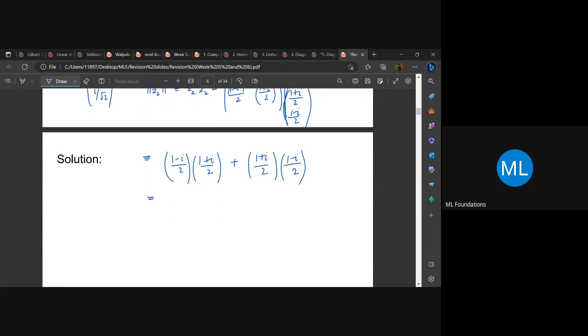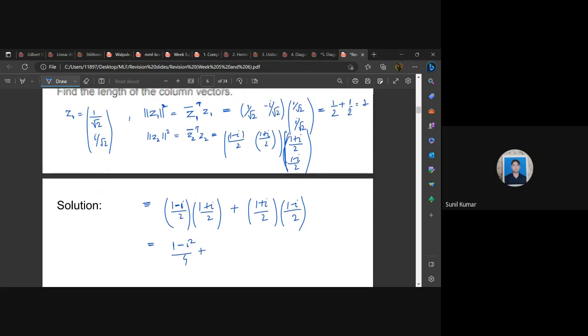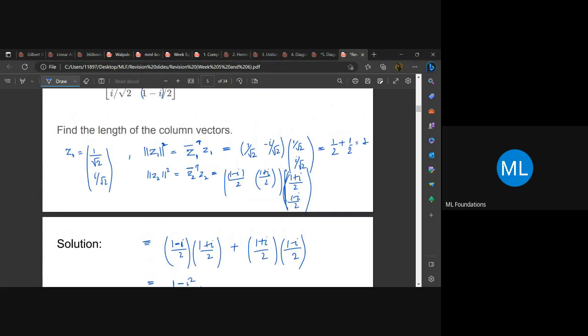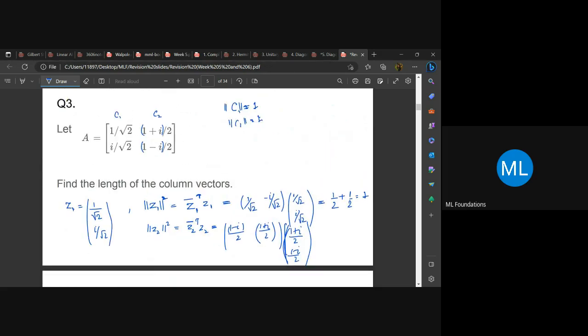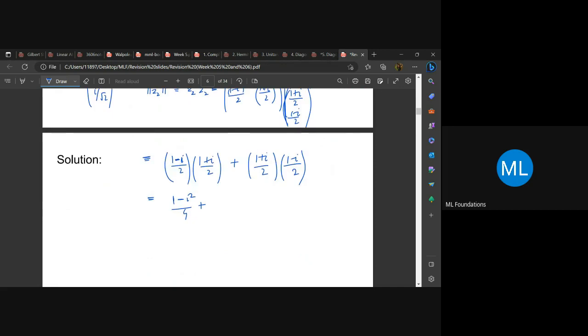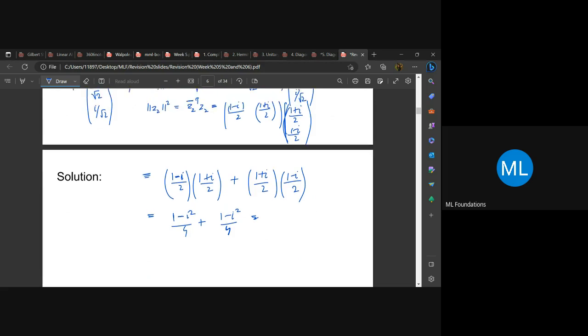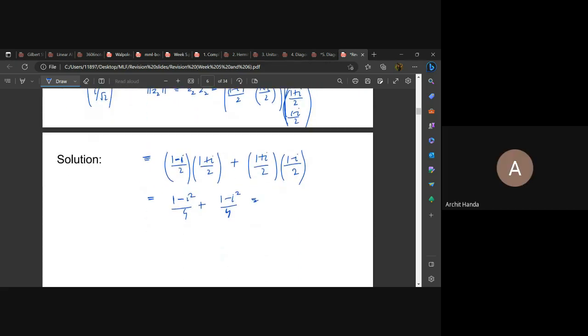Now, what will you get after this? So this is 1 minus i, 1 plus i. So you can do a square minus b square. So it will be 2 by... Is it 2, ma'am? Is it 2 or is it root 2? I think it's root 2. No, it is 2, right? It is 2. Okay, okay. And then again it is 1 minus i square by 4. Sorry, 4. So what do you get? 2 by 4 plus 2 by 4, which is 1. Yeah.